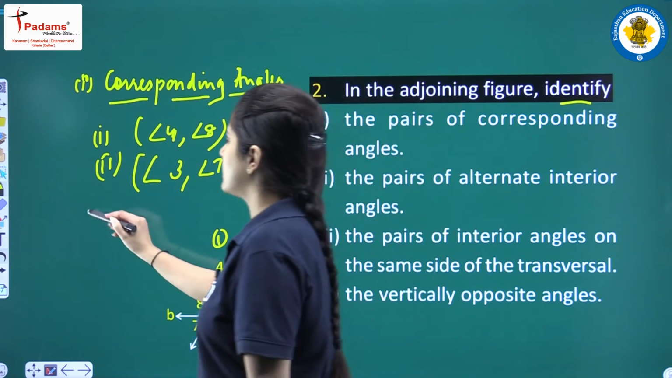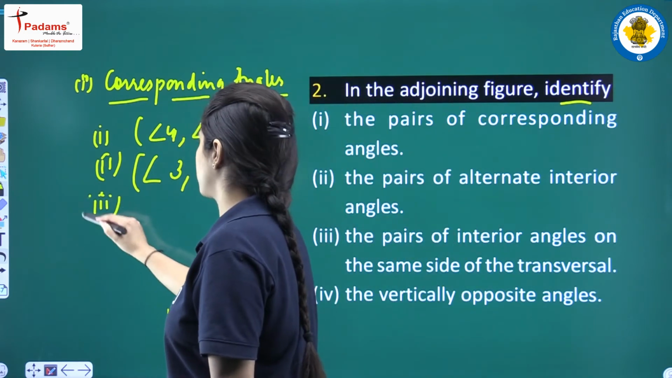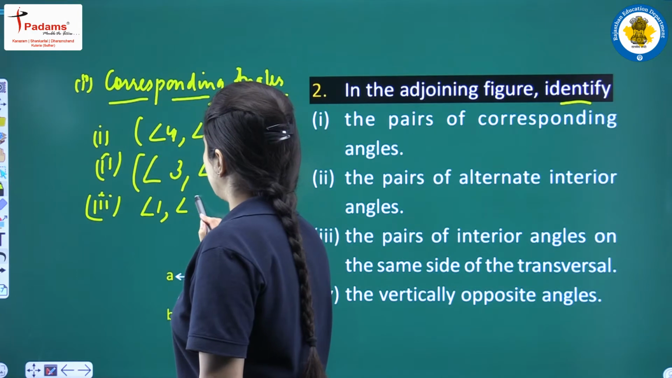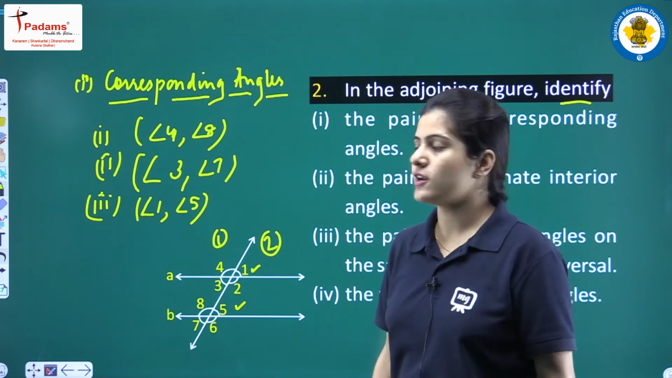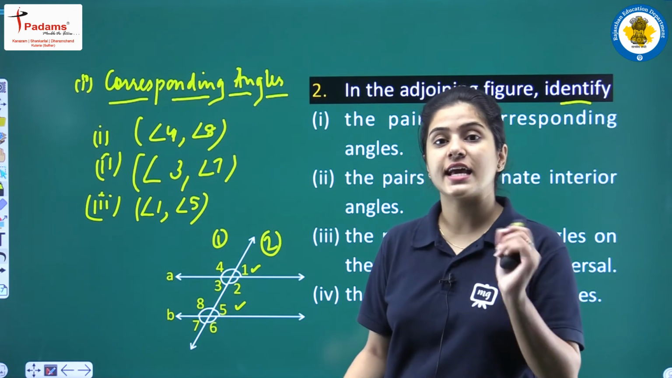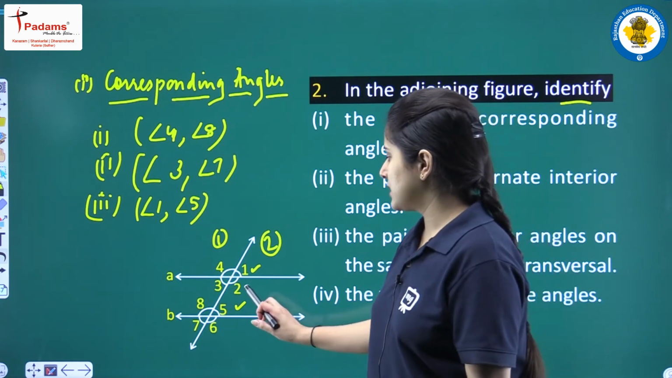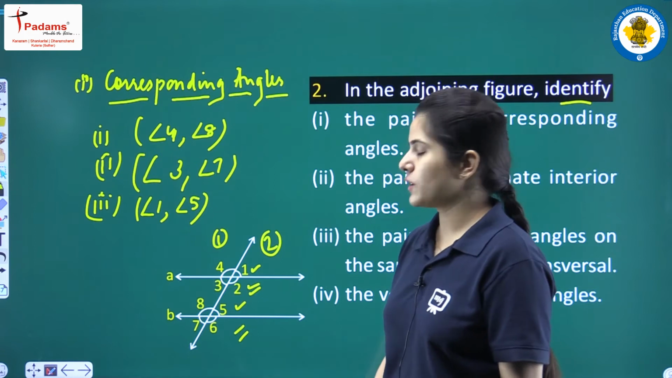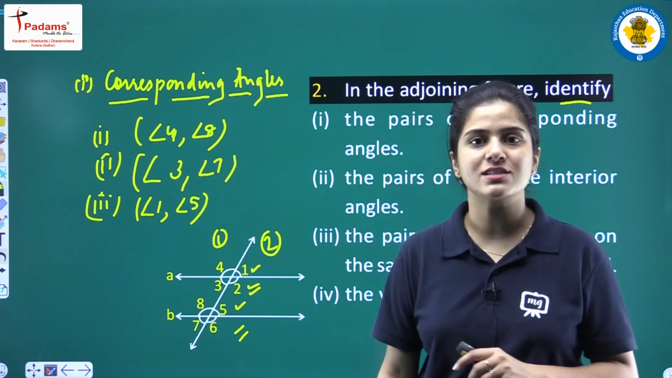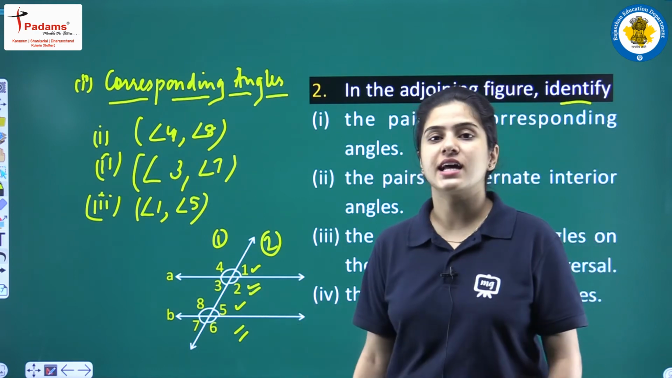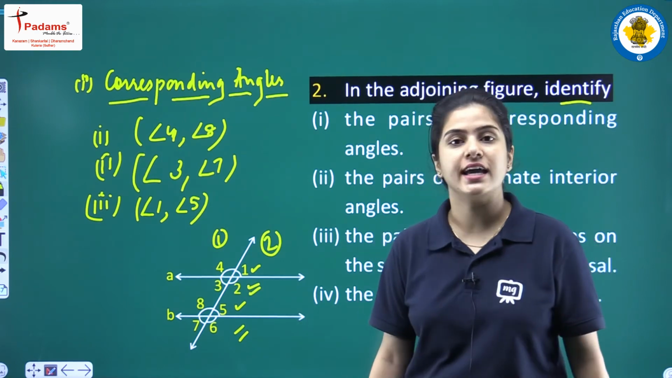Okay students, the third pair is angle 1 and angle 5. This is your third pair of corresponding angles. The fourth pair, students, is angle 2 and angle 6, because these two angles are lying at the second side of the transversal. Angle 2 is the interior angle and angle 6 is the exterior angle.